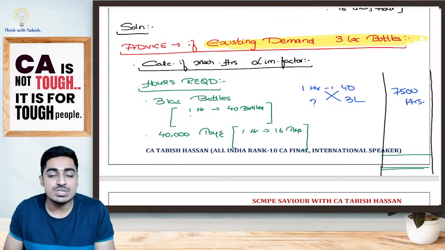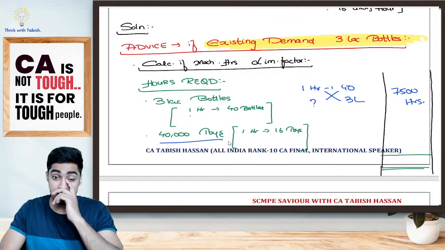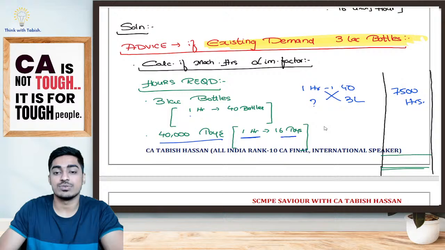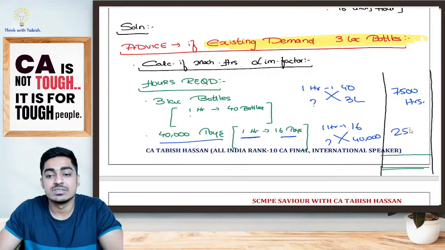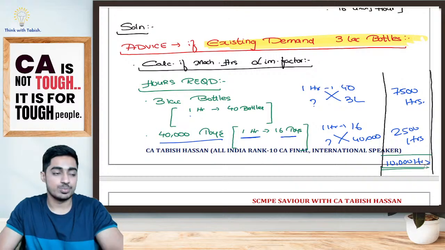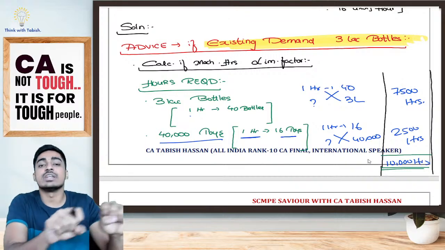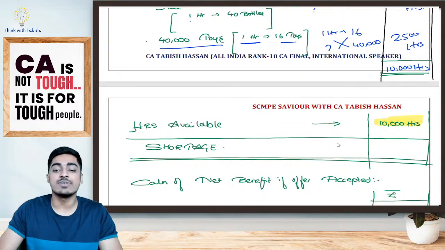Let us see whether in that 2,500 hours we can produce toys. 40,000 toys are required. In 1 hour, we can produce 16 toys. So for 40,000 toys, how many hours are required, students? It is 40,000 divided by 16, 2,500. Yes or no? So total to produce bottles and toys, 10,000 hours are required. Available is also 10,000 hours.